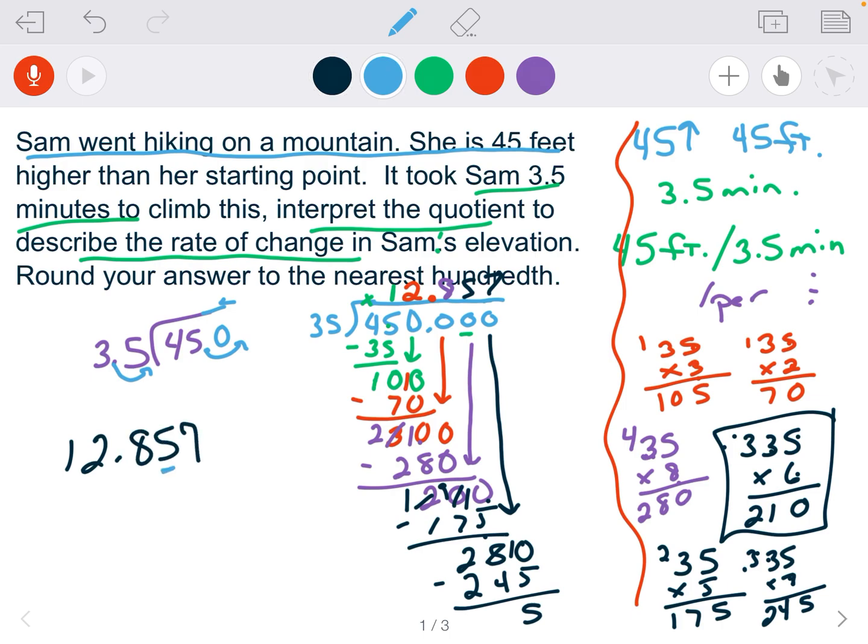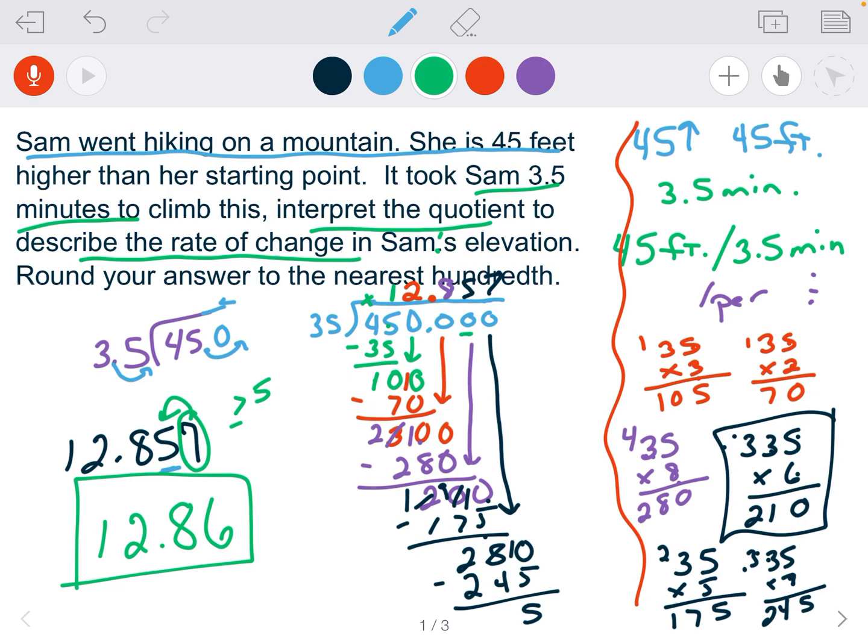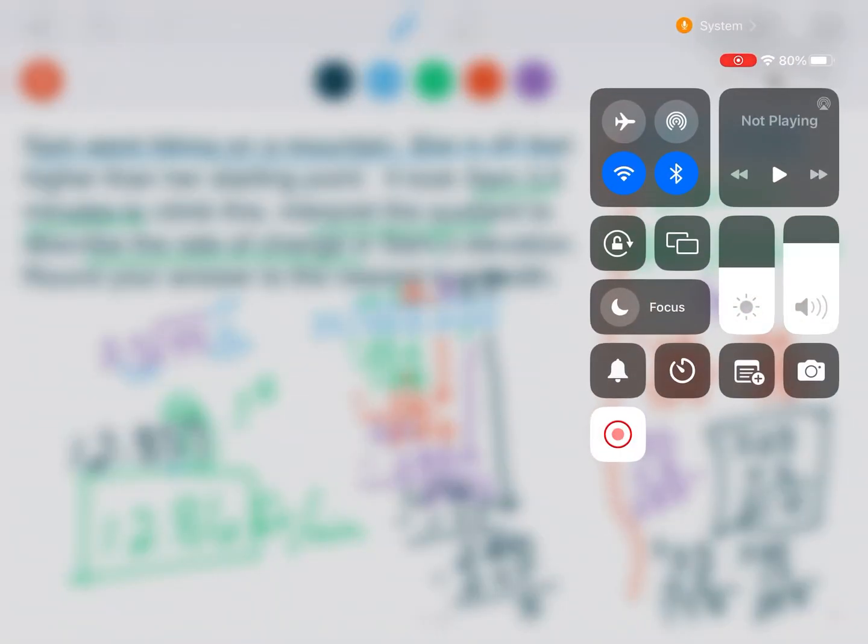Now I'm interested in this because I have 12.857, thousandths. I'm rounding to the hundredths place. So I look at the number 7. Is 7 5 or greater? It is, so that means that that's going to round to a 6. So 12 and 86 hundredths is the rate of change, and that is feet per minute. That was a lot of work, but that's an example. I'm going to stop this video.